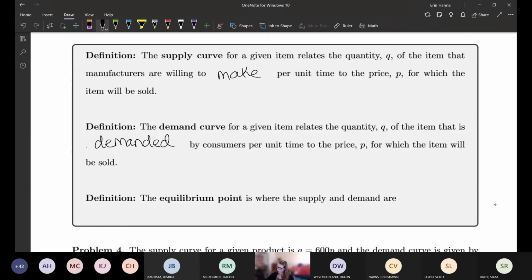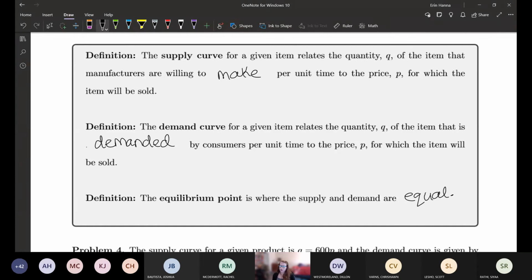And then we have something called the equilibrium point, and the equilibrium point is where supply and demand are equal. It's a very similar idea to the break-even point, but now in terms of supply and demand instead of cost and revenue being equal. So if this phrasing doesn't make much sense, essentially this is what's going on.